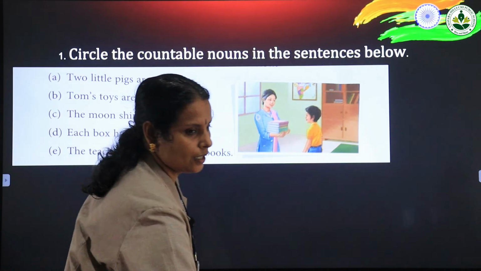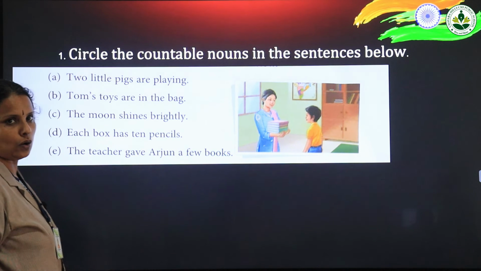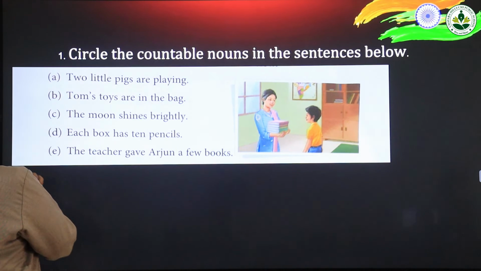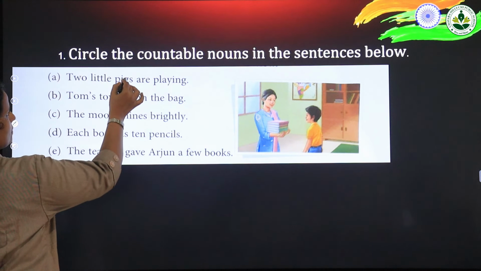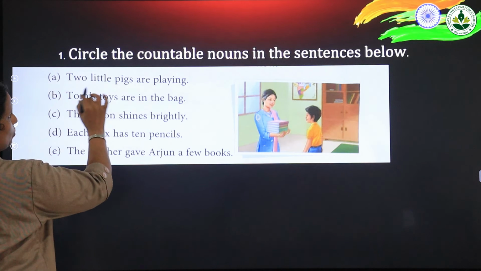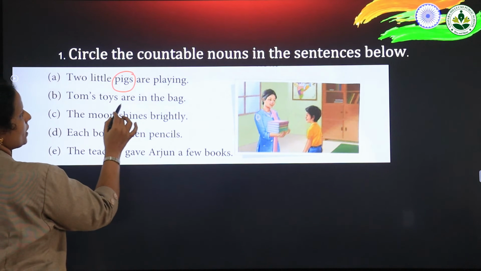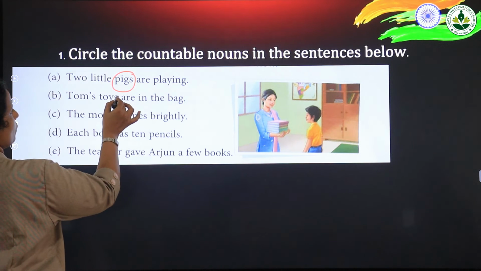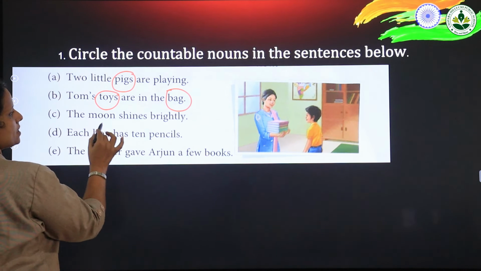Then here is an exercise. Circle the countable nouns in the sentences below. Here you see, the first sentence is 2 little pigs are playing. What is the noun here? Pigs. So how many pigs are there? 2. So which is the countable noun? Pigs. Then Tom's toys are in the bag. So what are the countable nouns? Toys and bag. Then the moon shines brightly.